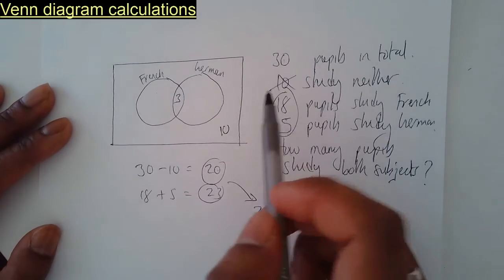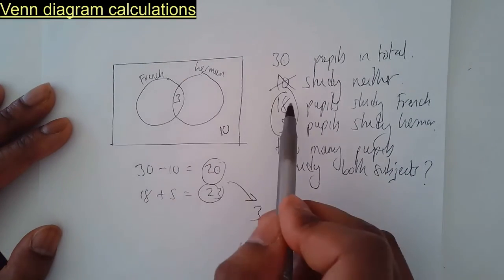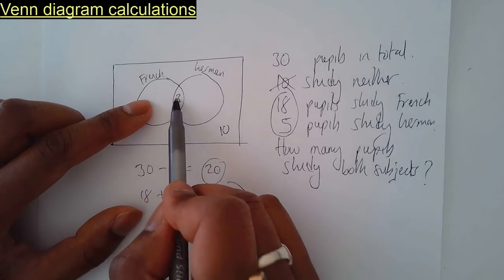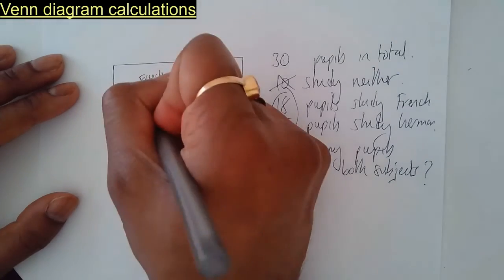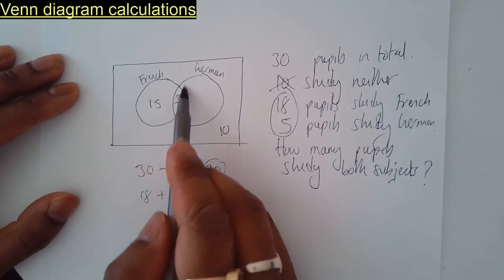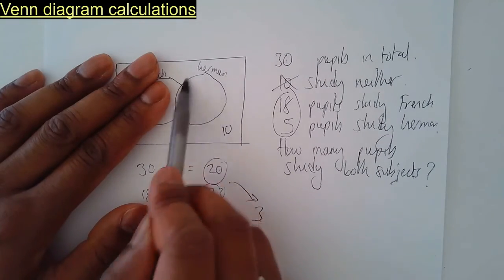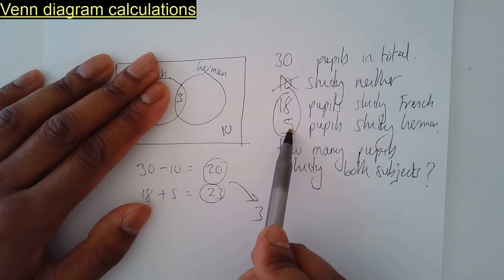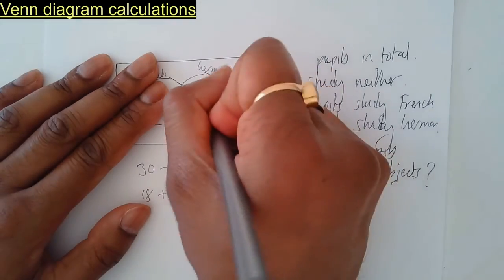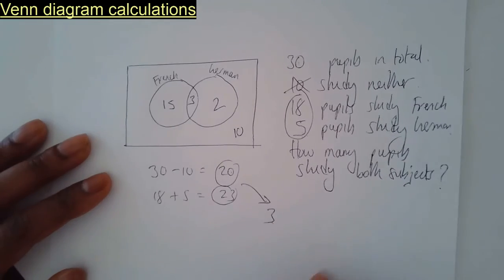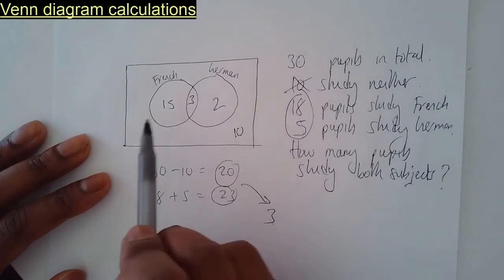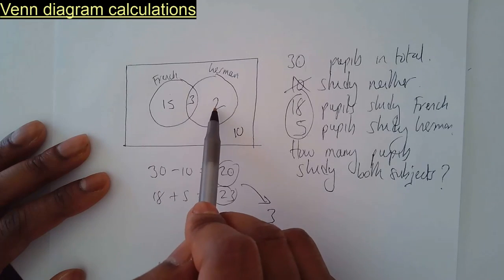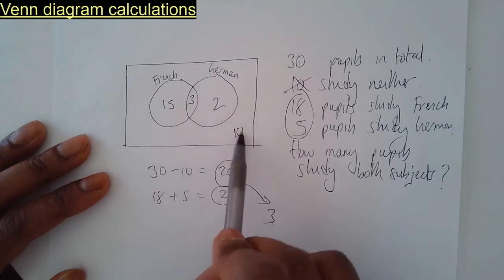Now all you've got to do is look at the French circle, 18. Something add 3 to give me 18. 15 add 3 makes 18. Now look at the German circle, 3 add something to give me 5. It's going to be 2. The most important thing is to check that these add up to 30. We've got 3 add 2 is 5, 5 add 15 is 20, 20 add 10 is 30.